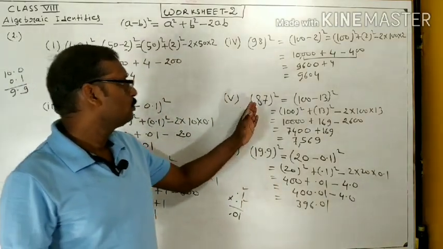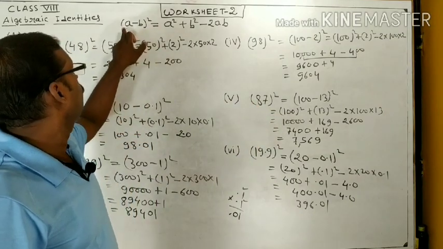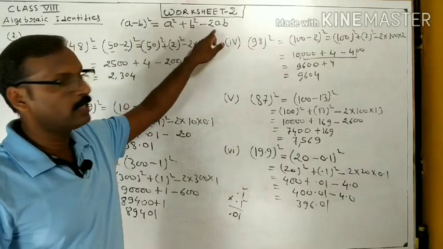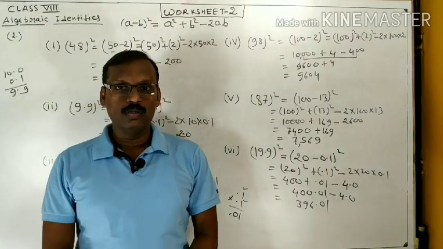These questions we can solve using the identity (a minus b) whole square equal to a square plus b square minus 2ab. So this is all for today.